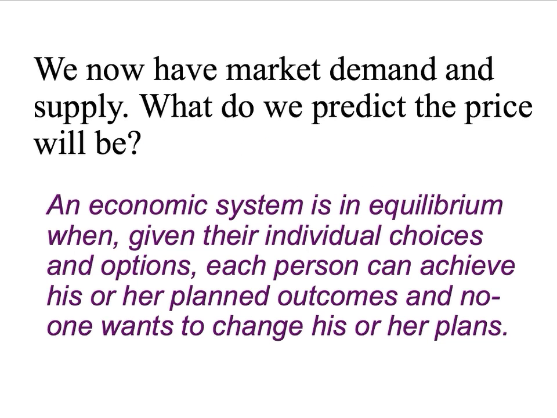I'm going to start by giving you a very general definition of what economists call an equilibrium. From an economic perspective, an economic system is in equilibrium when, given their individual choices and options, each person can achieve his or her planned outcomes and no one wants to change his or her plans. This is sometimes referred to as a Nash equilibrium, after the Nobel Prize winning economist John Nash.